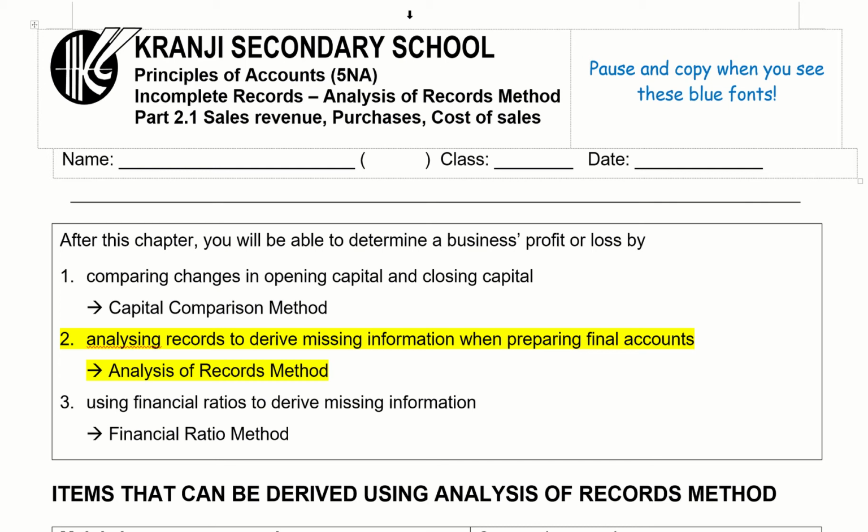Now, before your mid-year exams, you had actually done incomplete records and the capital comparison method. Now you will realize in your topical practices, there are also some incomplete records, capital comparison methods questions for you to try. Today, we will be doing the second part. We will be doing what you see highlighted on your screen now, the analysis of records methods.